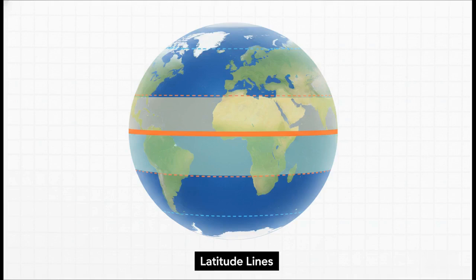And as we move towards the poles, we pass some crucial boundaries that divide the Earth into climatic zones. We've got the Tropic of Cancer at 23.5 degrees north, the Tropic of Capricorn at 23.5 degrees south, the Arctic Circle up at 66.5 degrees north, and the Antarctic Circle down at 66.5 degrees south.